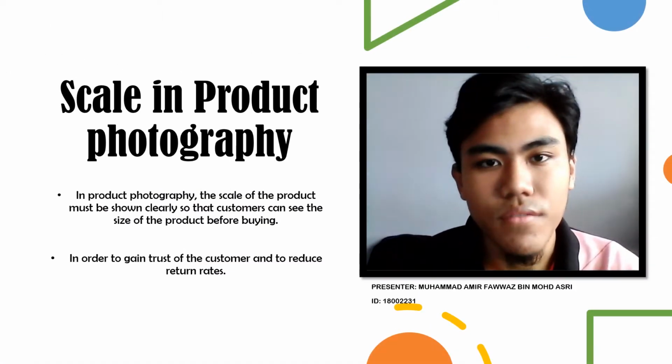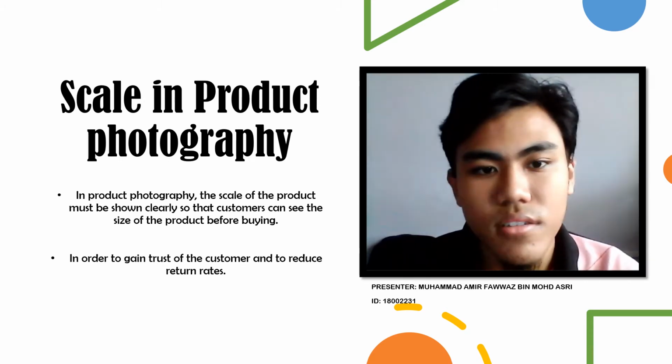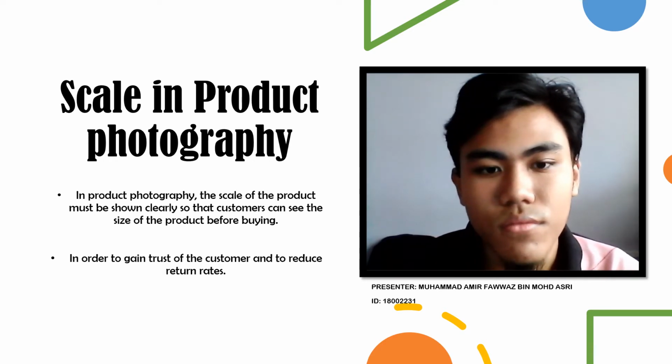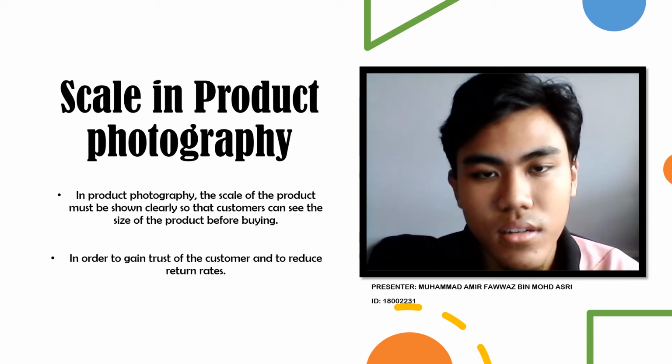In product photography, the scale of the product must be shown clearly so that customers can see the size of the product before buying. This is important in order to avoid confusion, to gain trust of the customer so that they buy the product again, and to reduce return rates. The question is, how do we do this?